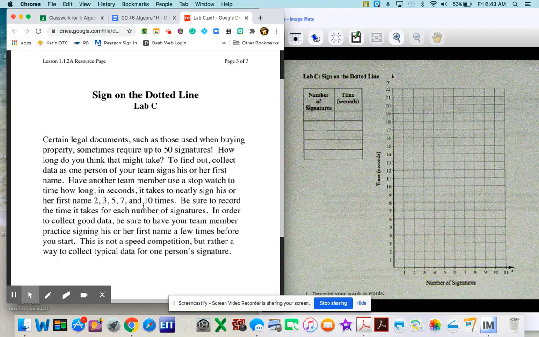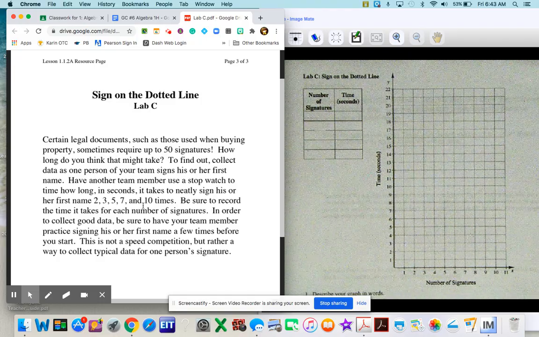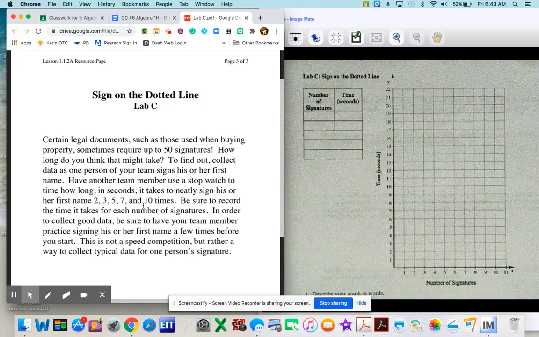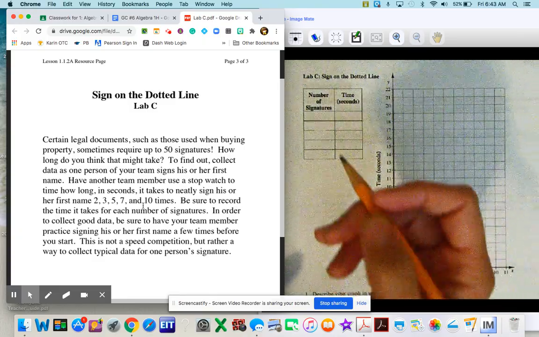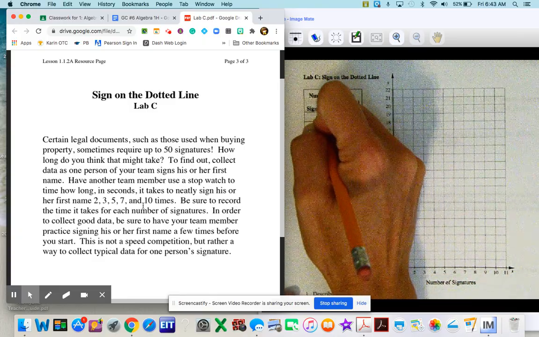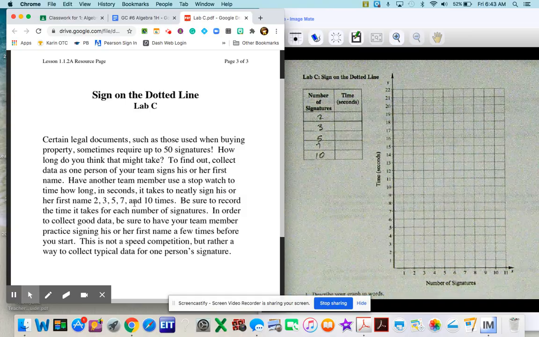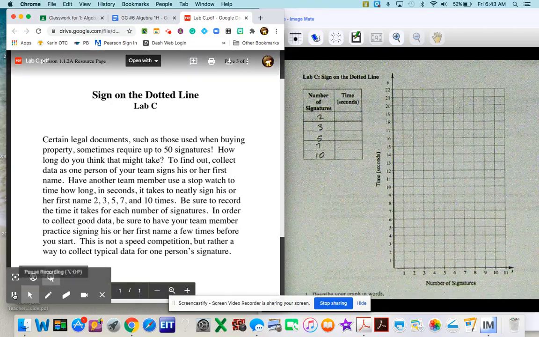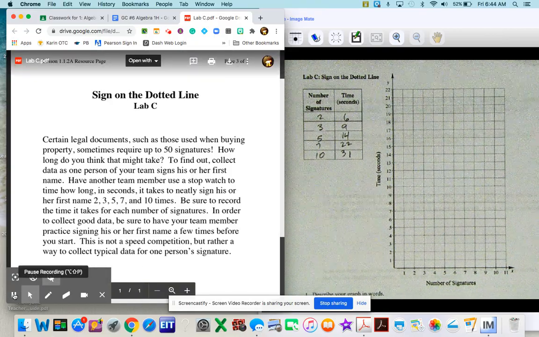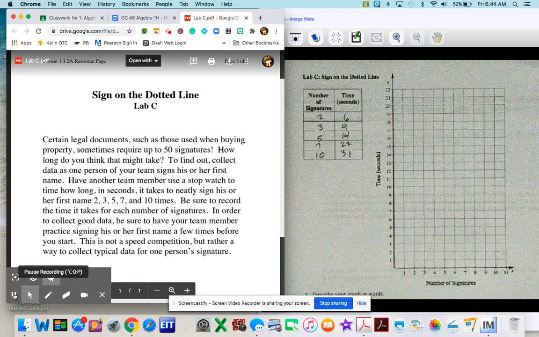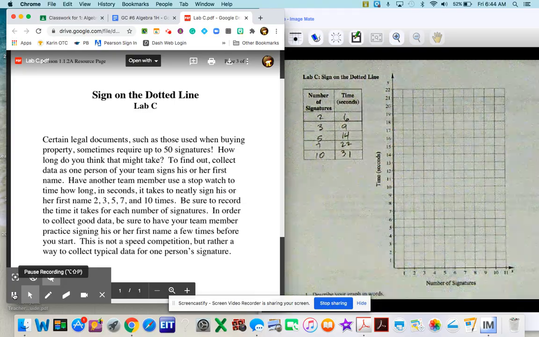Okay. So obviously, students have different lengths of names. So the time involved is going to vary depending on what your name is and how fast you're writing. Okay. But go ahead and in the table, put the data that you collected. So the 2, 3, 5, 7, and 10. Okay, so obviously this could be different based on the name, but here's a recording of what I'm going to use. So then I'd like you to go ahead and plot that on your graph.